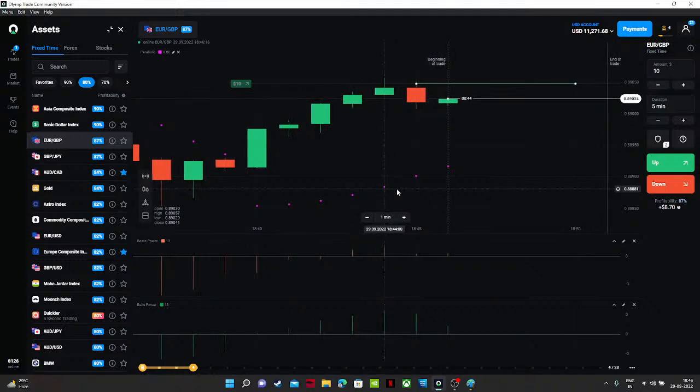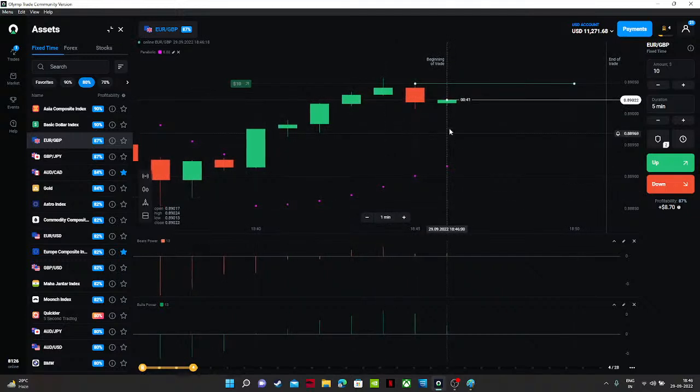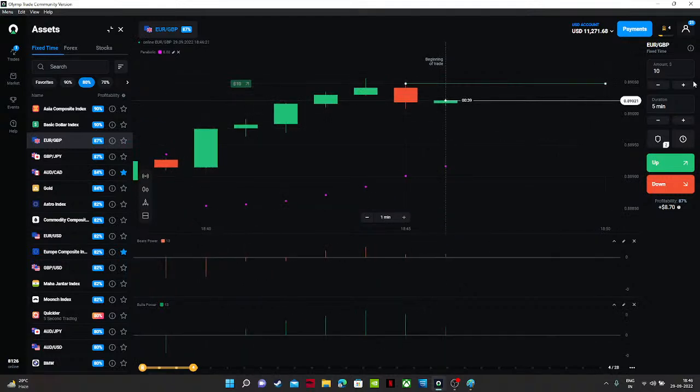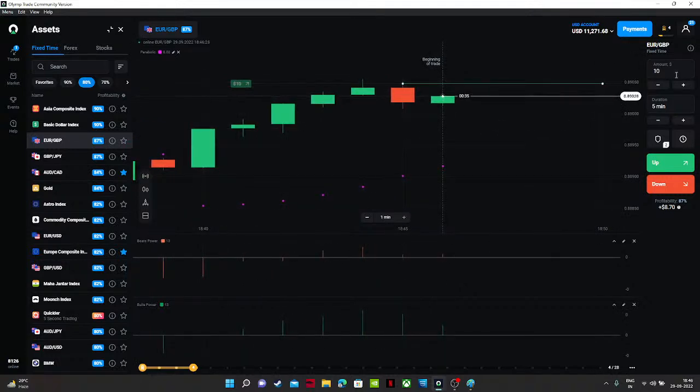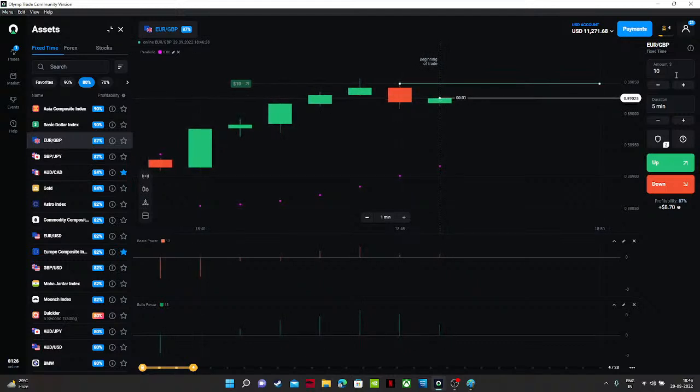Okay, so we have entered into an upside trade here, considering this signal for $10. Now, if I lose this trade, the next trade I will try to make for $20, $15 or $20 to make the recovery of the initial trade along with some profit.